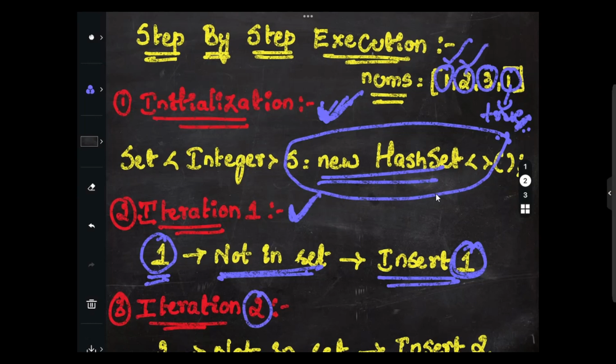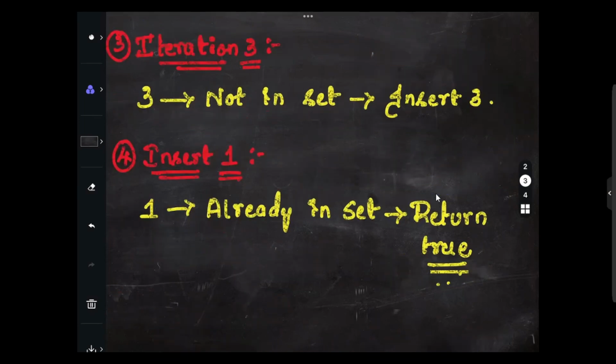Here, let's go with the second element. The second element 2 is not present in the set. Only 1 is present in the set. 2 is not present in the set, right? So we will be inserting 2 into the set. This is fine. Let's move on with the third step here.